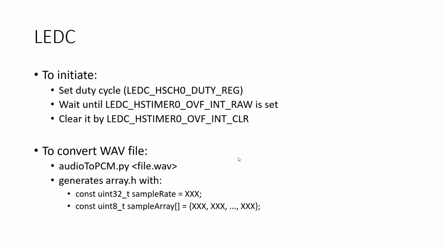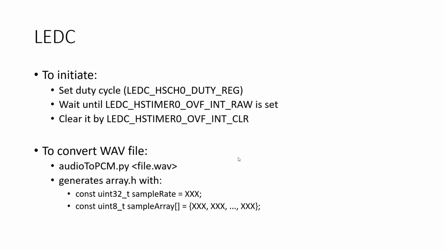Okay, so how do you get audio? Well, you just take an audio file, a WAV file, and you save it as samples, and then those samples get matched up to duty cycles in the PWM, and it should play the audio. We have a script called audio to PCM. This is on Dropbox. Alex wrote this. You put a WAV file in. I don't think it works with MP3s, right? Just WAV file.